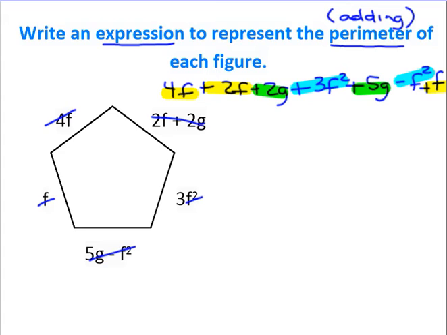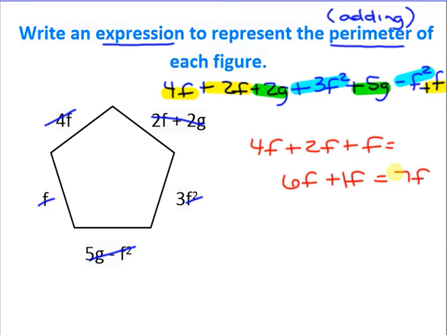All right, let's combine like terms. I'm going to do the yellows first. 4f plus 2f plus f. 4f plus 2f is 6f, and then plus f. 6f plus 1f is 7f. All right, I took care of all the yellows. Now I'm going to do the greens. 2g plus 5g, that's 7g. All right, took care of all the greens.